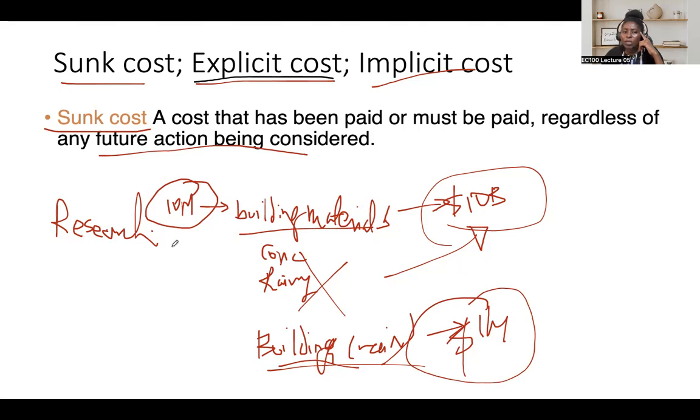Whether you sell it to this market or don't sell, this is already incurred. So there's no way you can recover this. And whether you pursue any of these decisions, like going to provide to this market or not at all, you still have to pay this money. You've already incurred this money. So this is what is called sunk cost. I hope that is very clear.